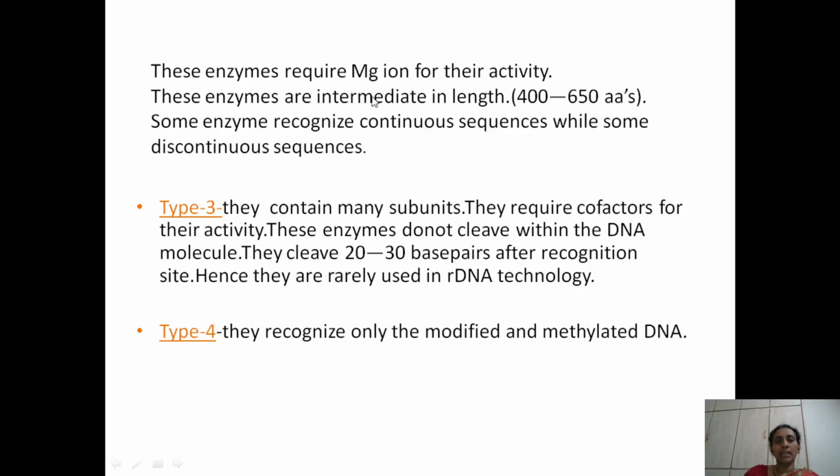These enzymes are intermediate in length. All enzymes are proteins, we already know that, and proteins are made up of amino acids. So the size of type 2 restriction enzymes is intermediate. That is, they are not too short and not too long. They are medium in size, with a length of about 400 to 650 amino acids.